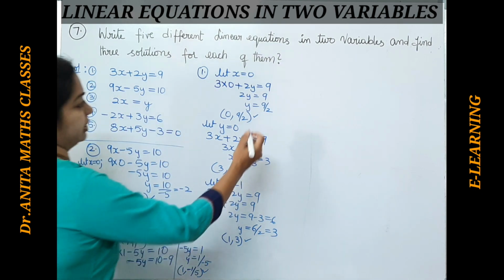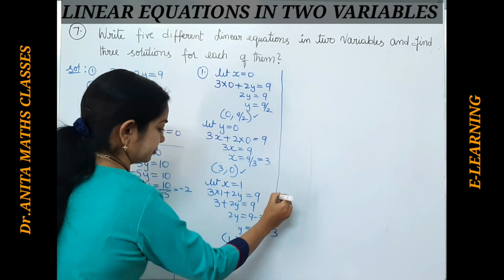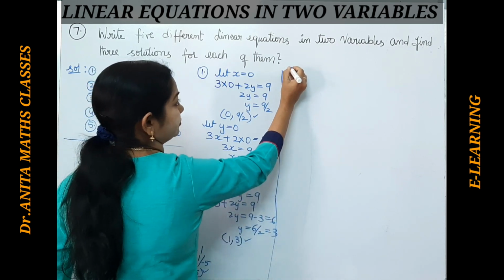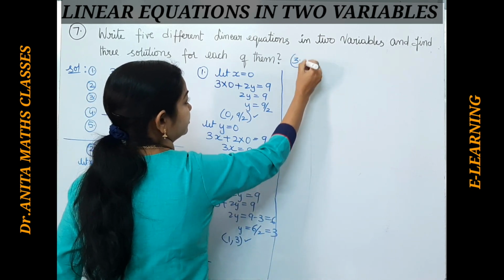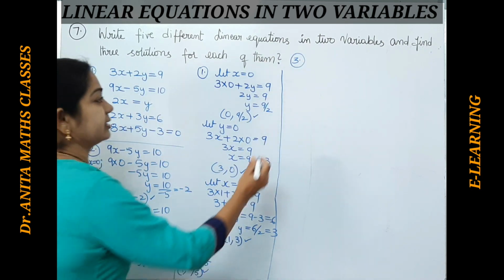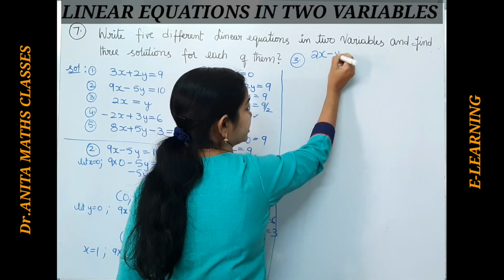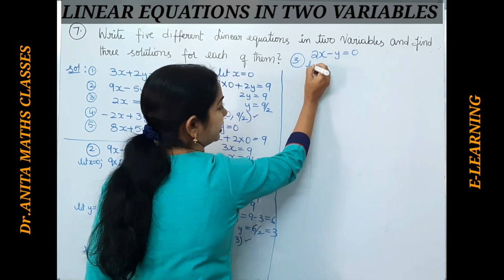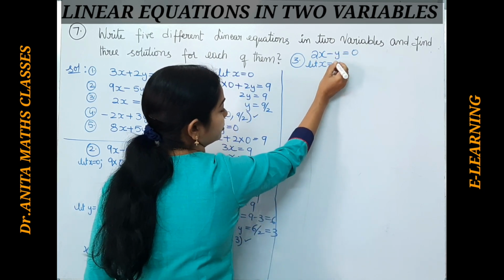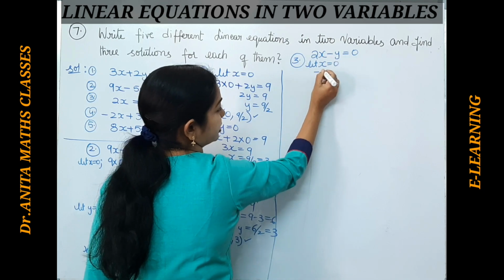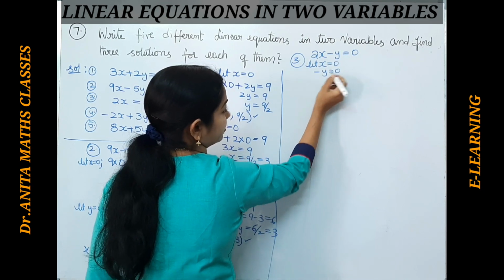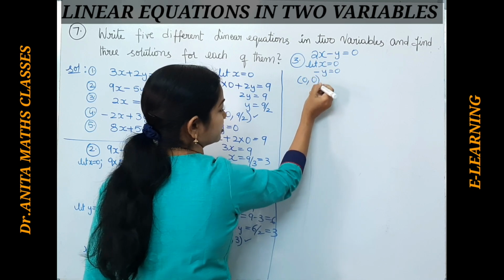Likewise, you can do the other one, that is the third. I'll do the third here. Here 2x equal to y. This is a linear equation, 2x minus y. Let us take y inside here. Here let x equal to 0. So this becomes 0. So minus y equal to 0. That means y also 0. So x is 0, y is also 0.